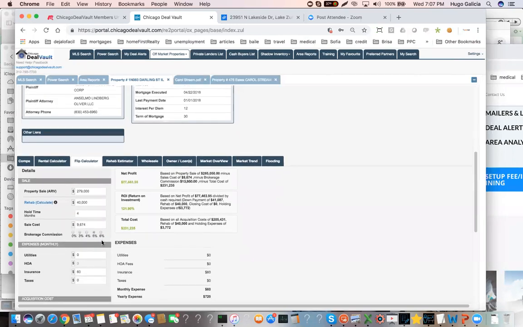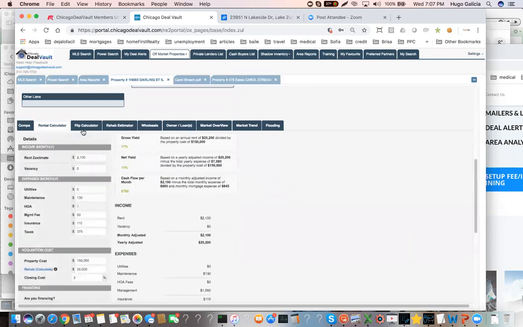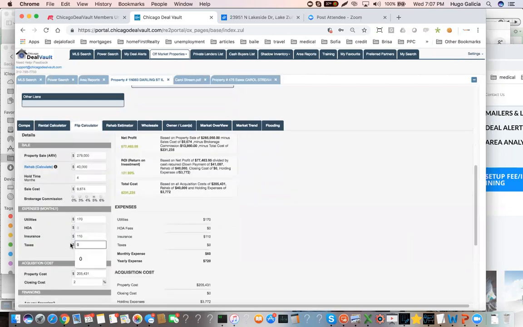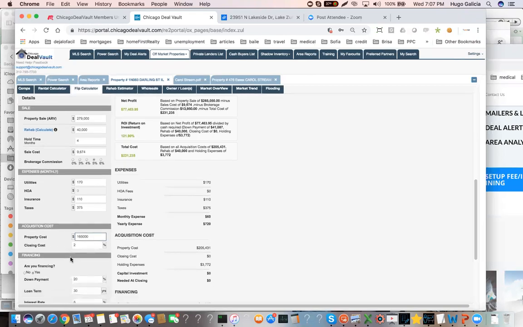Now commission, we're going to pay 5 commission. Now utilities, we're going to pay maybe 170 for gas, electric, water. Insurance is going to be about 110, and taxes, we said they were going to be 375. So let me do 375, and then we're going to pay for this property. We said 150, no more than 150. Well, our max allowable offer is 180, right? So let's settle in the middle between 180 and 150. That's 165. So we're going to pay up to 165 for this property.